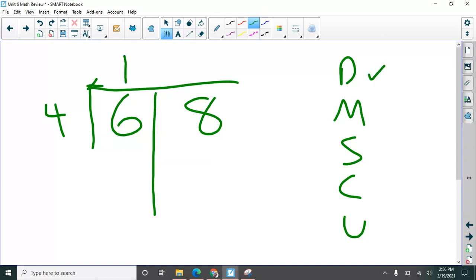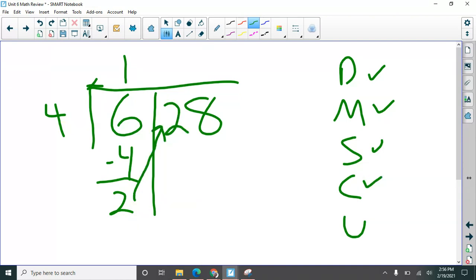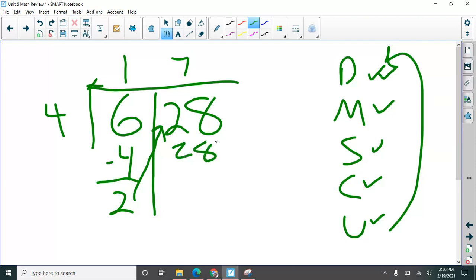Multiply. 1 times 4 equals 4. Subtract. Check, 2 is smaller than 4. And push up here. Look, now I have 28. That's why I left all that room. All right, back to the top. How many 4s are in 28? 7. 7 times 4 is 28. Hey, look, no remainder on this one again. No remainder. Our answer, 17.